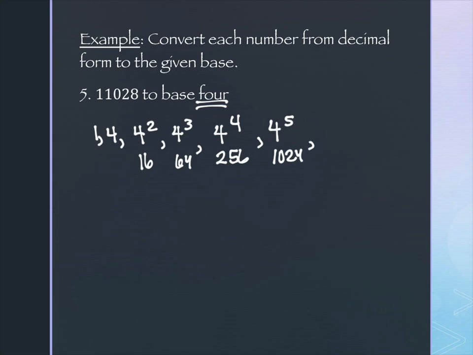1024. 4 to the 6th. 4 to the 7th. 16,384. Okay. And I'm going to stop because 16,384 is too big, because we only have 11,028 crayons. That's how I know to stop. I got too big. Okay? We only have 11,000. I mean, there's no 16,000s there.